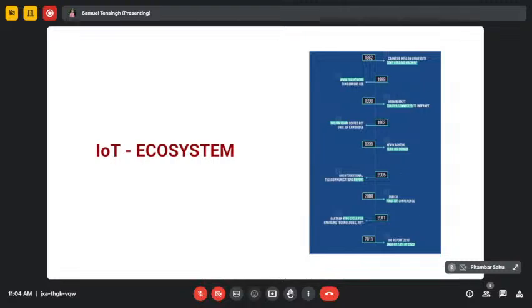And then in 1990, we had the bread toaster connected to the internet. And in 1993, we had a coffee machine connected to the internet. So you can see that the devices were simple devices getting connected to the internet. We have Coke vending machines, bread toasters, and coffee machines. And only in 1999, we had the term IoT coined by Kevin Ashton.